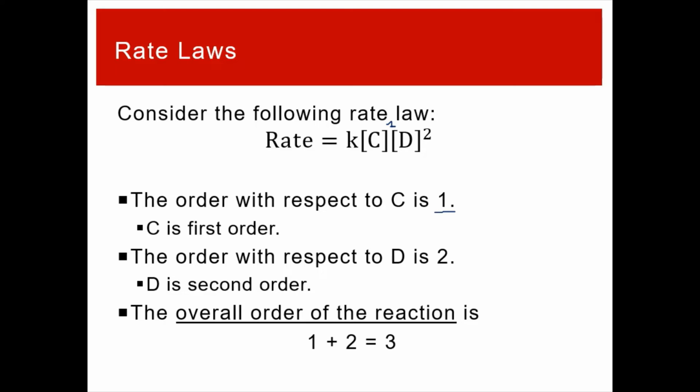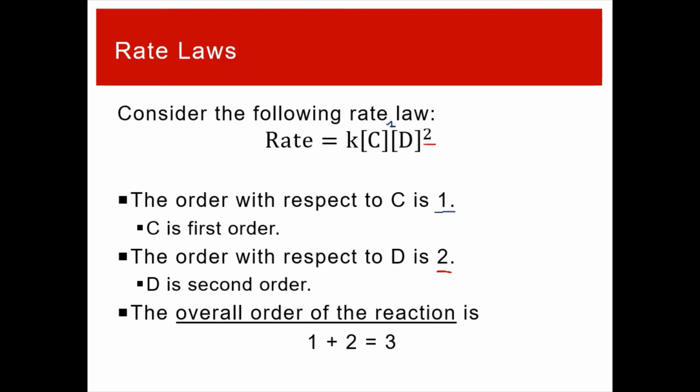This is a first order. So C is first order, is what we would say. The order with respect to C is 1, C is first order. We have this different language that all means the same thing. With D, we have the 2 right there. The 2 is shown, it's second order. So D is second order.